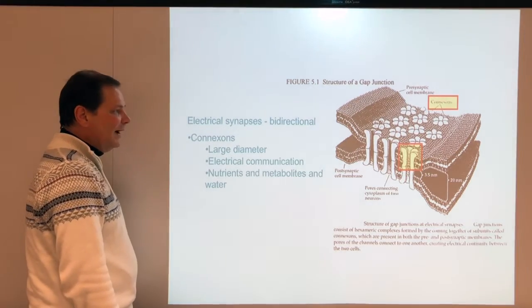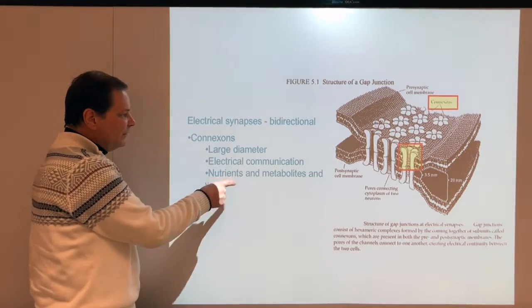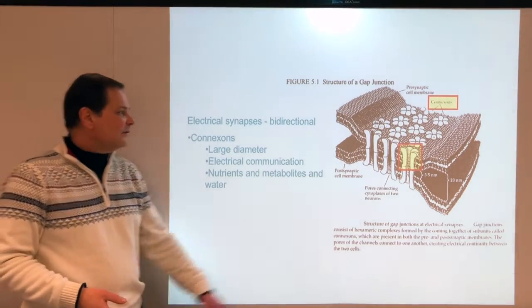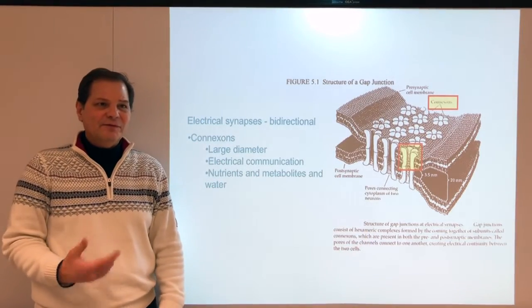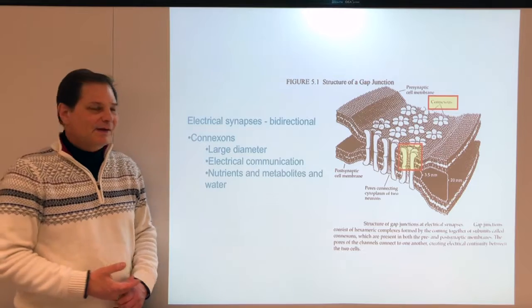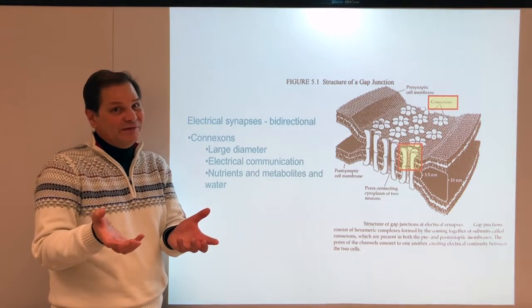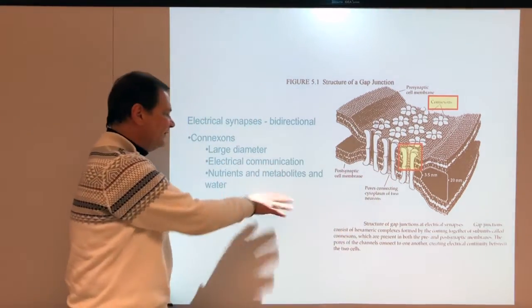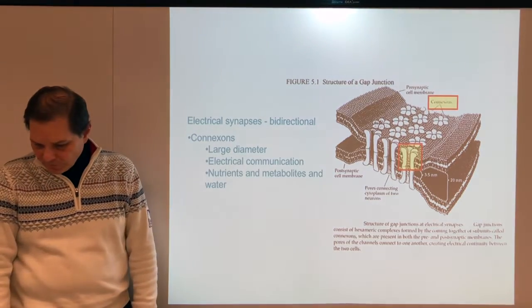However, more than just ions fit through these huge channels. Nutrients, metabolites, water, things like that also find their way through. So remember, we talked about cardiac muscle as being a functional syncytium. It's a syncytium meaning a whole bunch of cells that act like one cell because of these connections, which allow all these things to go through the channels between cells.